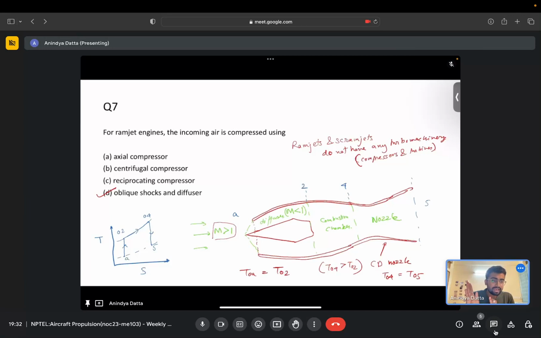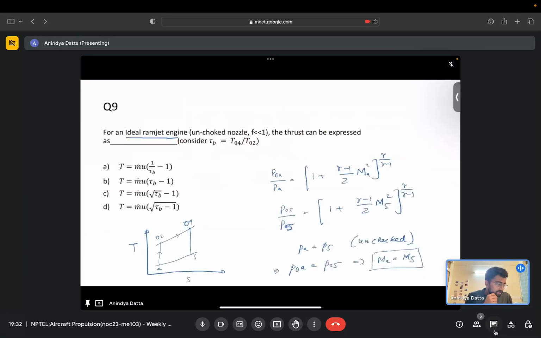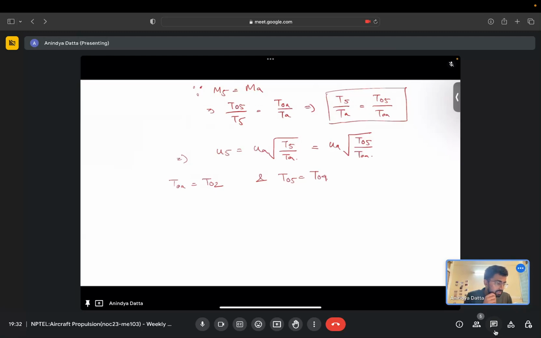So the stagnation temperature we have in the ambient, and the stagnation temperature at the end of a diffuser remains the same because there is no heat loss, okay. Similarly in the nozzle there is no heat loss or no work transfer happening, so the stagnation temperature stays constant. Alright, so that's how we come up with this, okay.